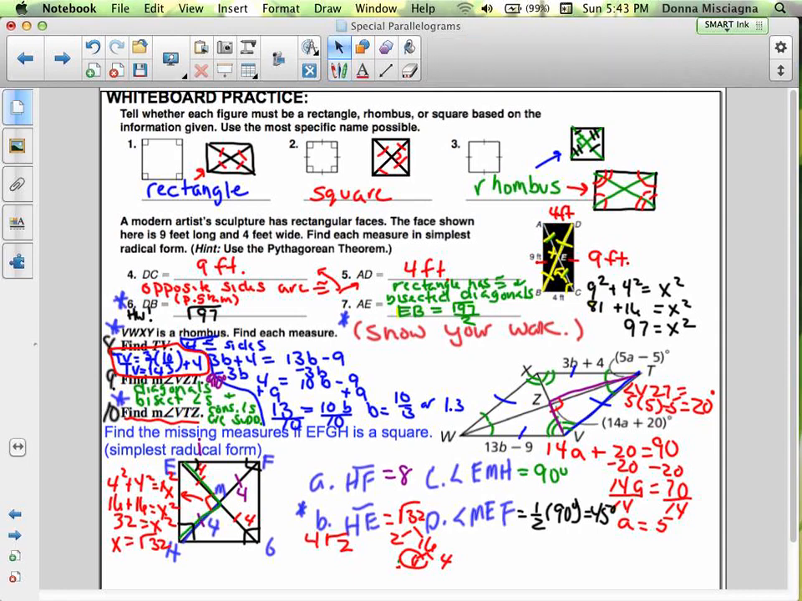All right, one final little thing is I just want to go over the features of the rectangle, the rhombus, and the square. If you have any questions, let me know. I can go over it with you or do it a little slower.